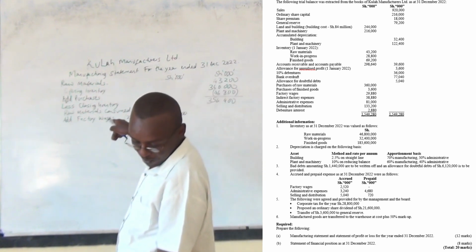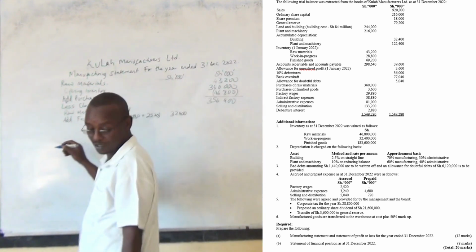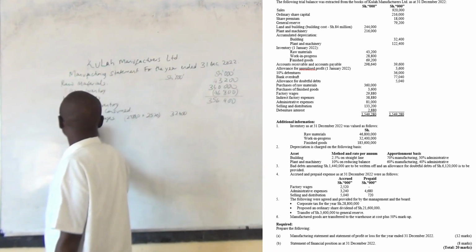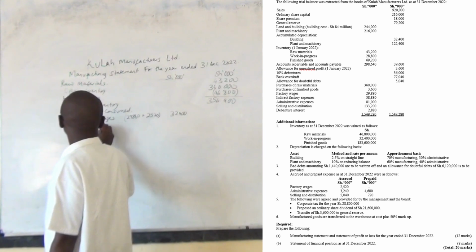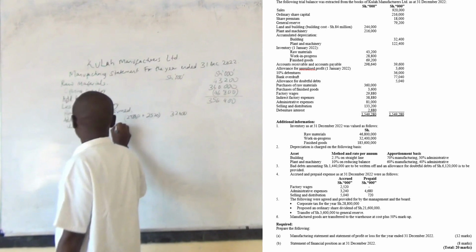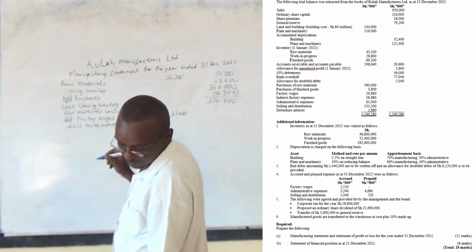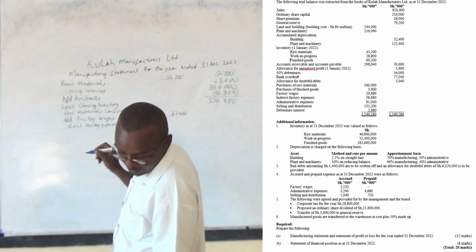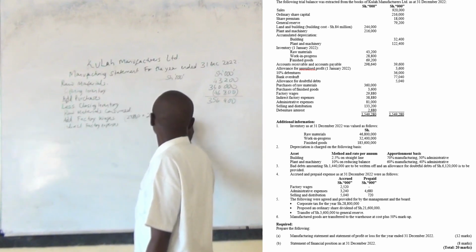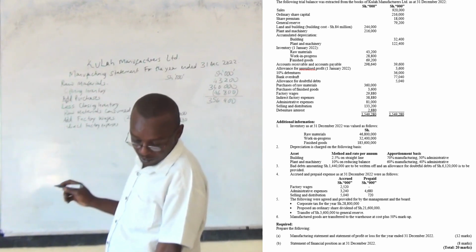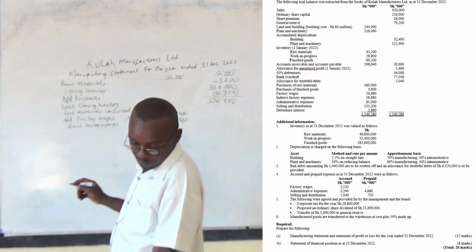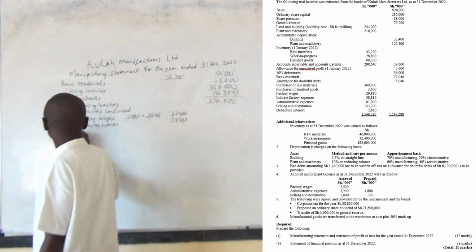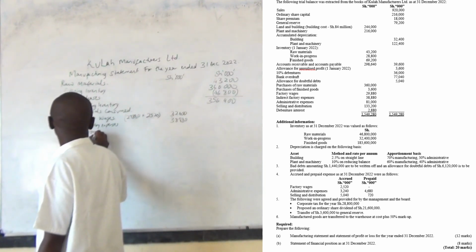Then we have indirect expenses, indirect factory expenses. Indirect factory expenses, how much? 880. Then we have depreciation of the building and the depreciation of plants. Depreciation of the building.